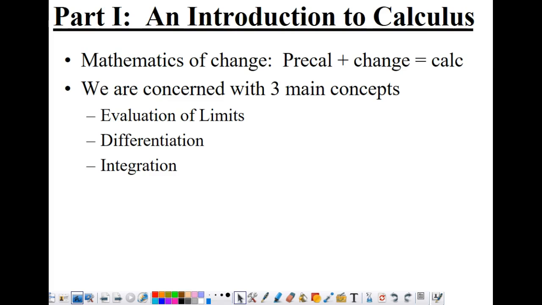So calculus is basically the mathematics of change. A great example I could give you is this. If you're driving 50 miles an hour for 2 hours, how far are you going to go? 100 miles, right? Because your speed's constant, that's easy, just multiply.